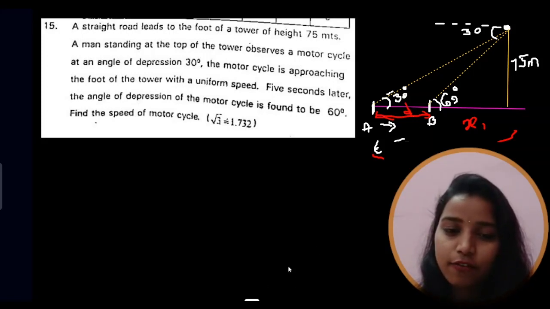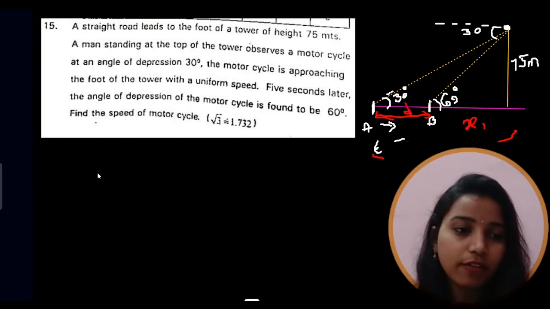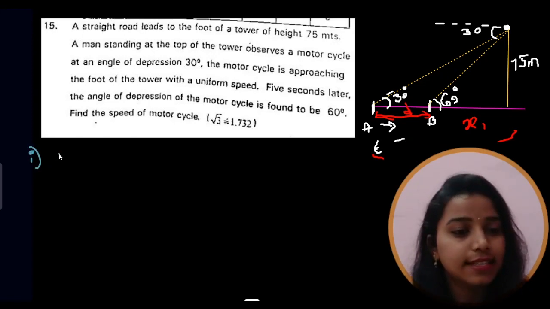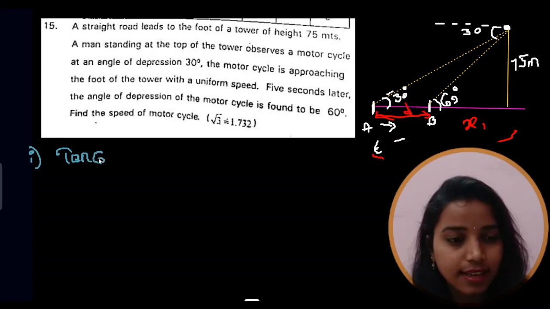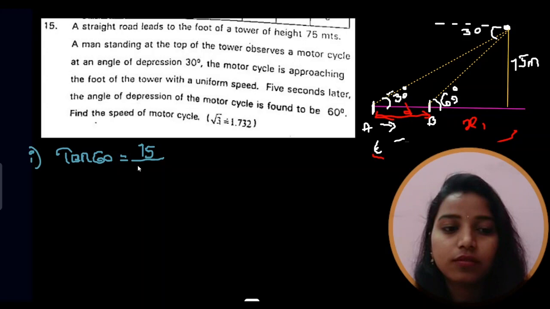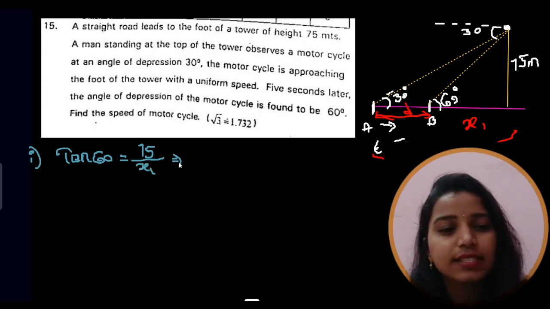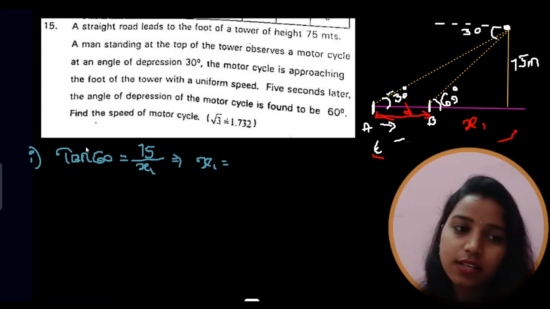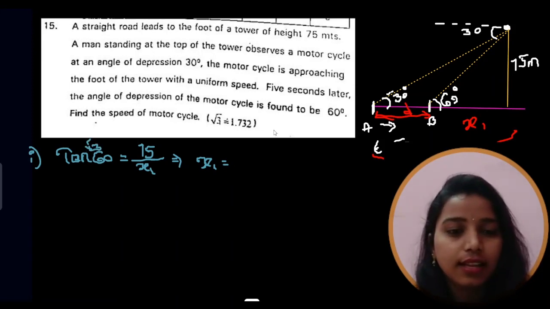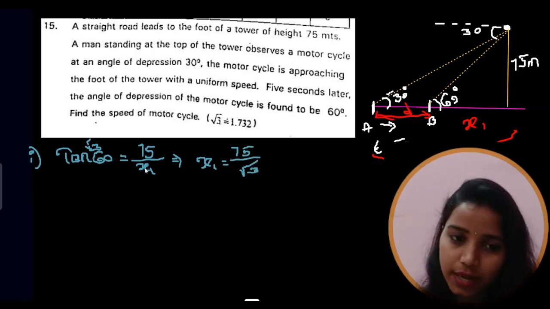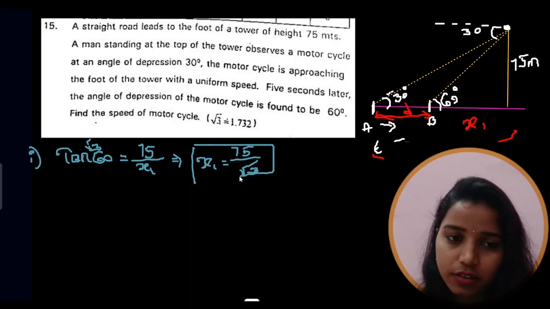So let's do that. First, I'm considering the angle to find x1. Which angle do I need to take to find x1? I need to consider 60 degrees. That is, tan 60 is equal to 75 by x1, opposite over adjacent, right? But what is tan 60? Tan 60 is root 3, right? So x1 will be equal to 75 by root 3. So this is our first value.